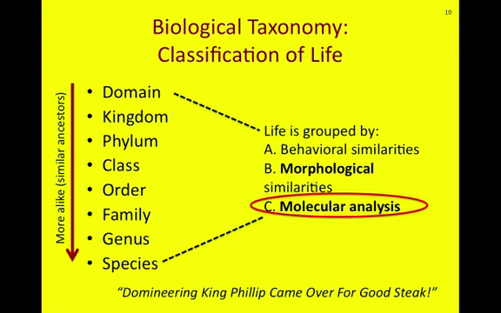A good phrase to remember these levels of classification is: Domineering King Philip came over for good steak. That will give you all the major classifications of life, from the domain, the highest level of classification, to species, which is very specific, or the lowest level of classification of life.